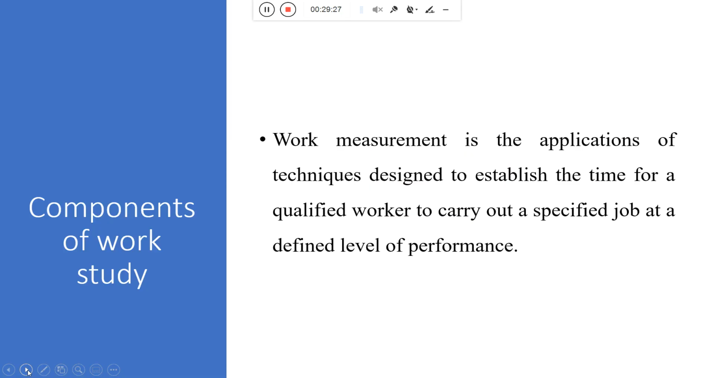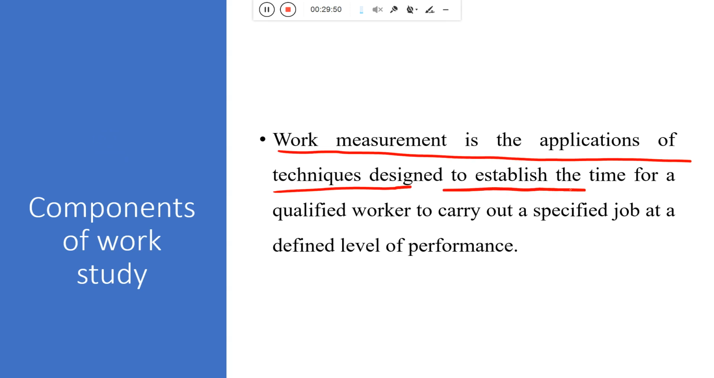Okay, the next point is the component of the work study again. Work measurement is the application of techniques designed to establish the time for a qualified worker to carry out a specified job at a definite level of performance. That is also work measurement.